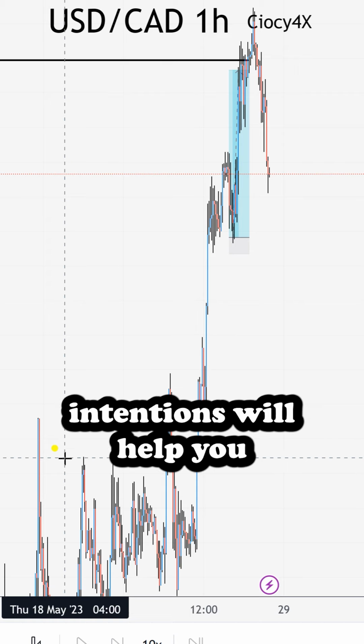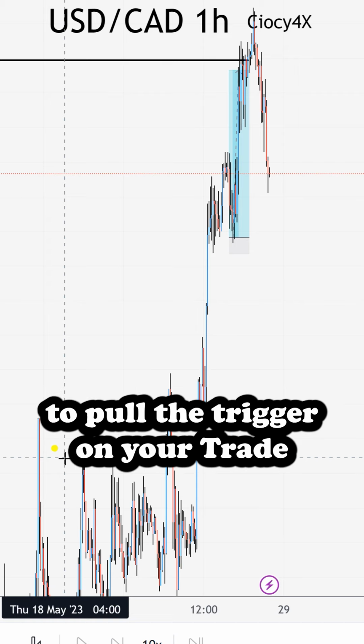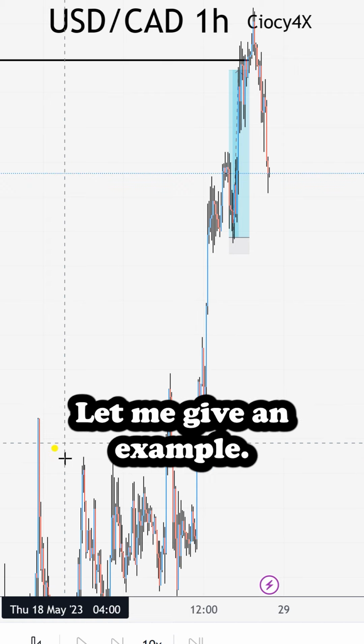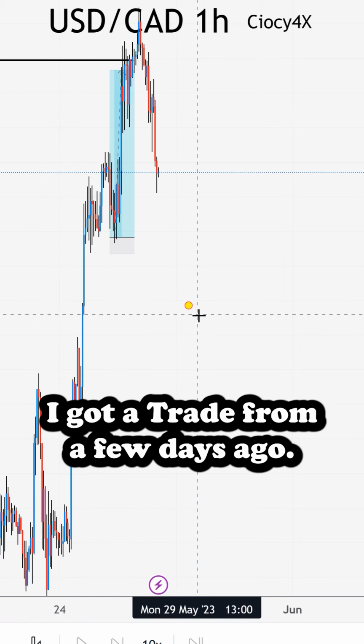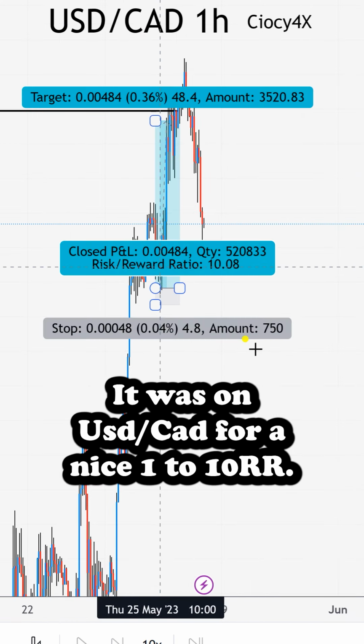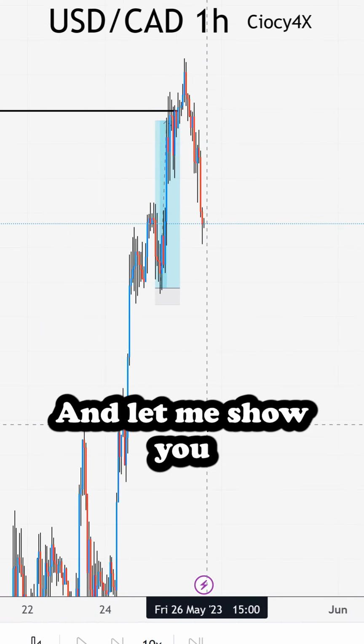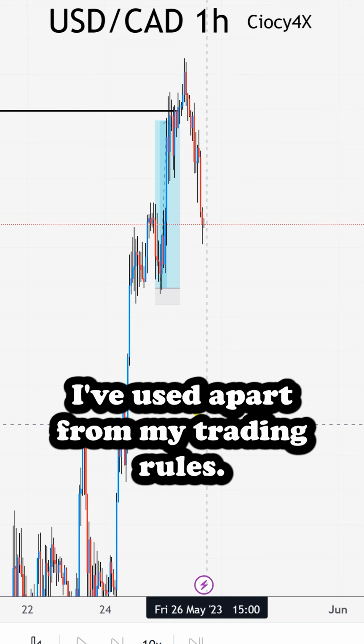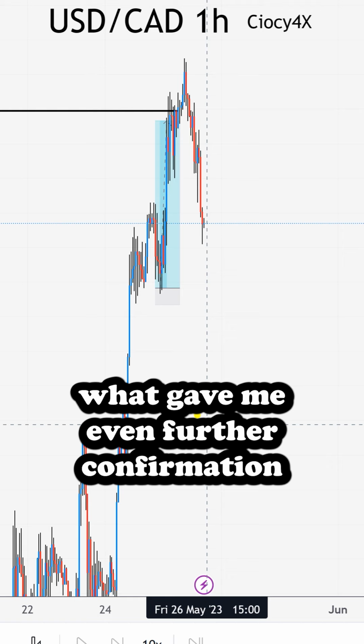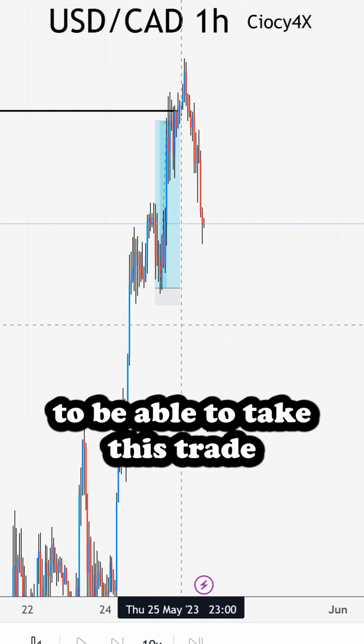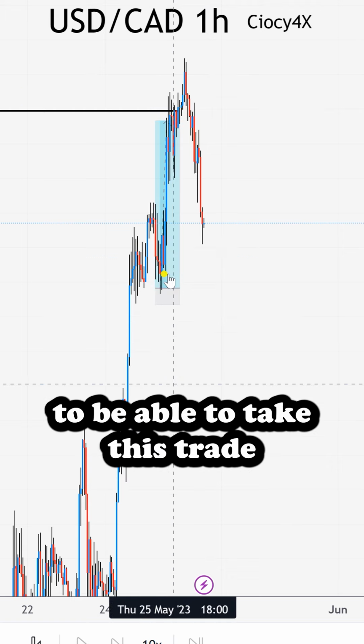Understanding big boys' intentions will help you to pull the trigger on your trade. Let me give an example. Here, I got a trade from a few days ago. It was on USD CAD for a nice 1 to 10. And let me show you what type of confluences I've used apart from my trading rules on taking this trade, and what gave me even further confirmation to be able to take this trade with more confidence.